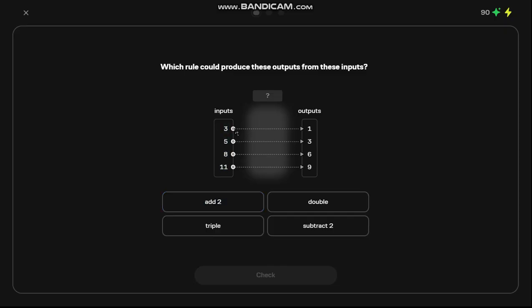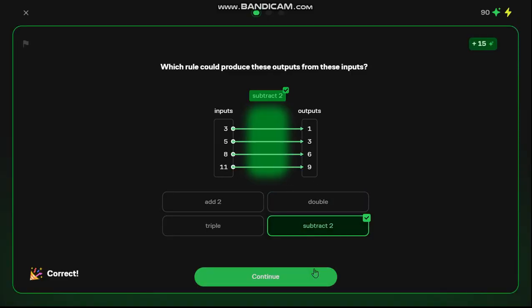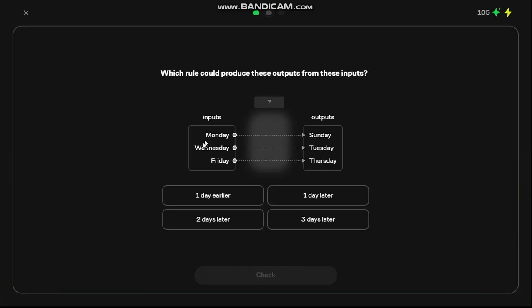So 3 subtract 2 equals 1. 5 subtract 2 equals 3. 8 subtract 2 equals 6. 11 subtract 2 equals 9. That's correct. Next. So here, Monday to Sunday, Wednesday to Tuesday, Friday to Thursday.